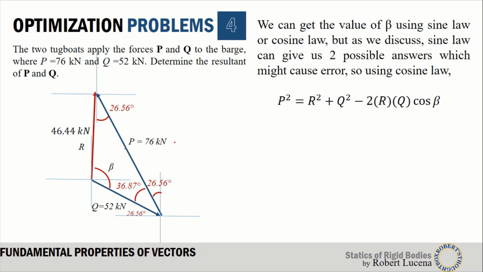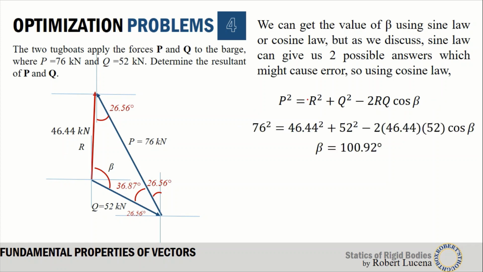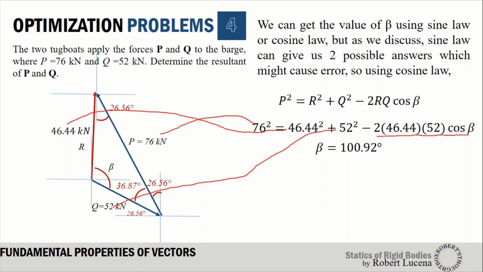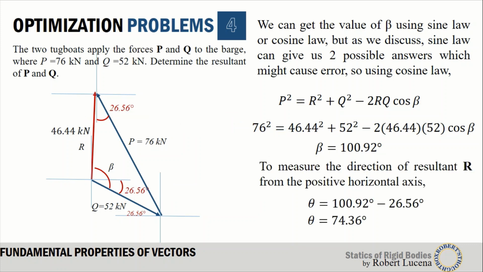Since P, R, Q is here, and these two are given, R and Q, and cosine beta is unknown, we can simply substitute. P is 76, R is 46.44, Q is 52, and the rest here. So we have the value of beta equal to 100.92 degrees.